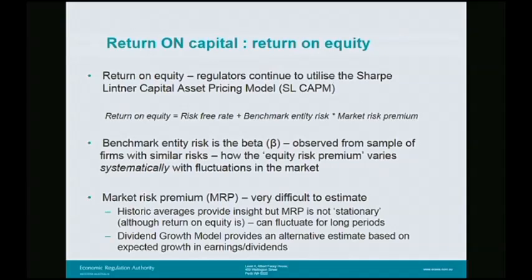It's pretty simple. It's a build-up of a risk-free rate, which is commonly proxied by Commonwealth government securities, government bonds of some particular term. I mentioned earlier that the term's important. And then there's the equity risk premium, which is a combination of the specific risk related to the benchmark entity, the beta, and we times that by the market risk premium, which is the premium for the market as a whole over time, over and above the risk-free rate. So the market risk premium is very difficult to estimate.